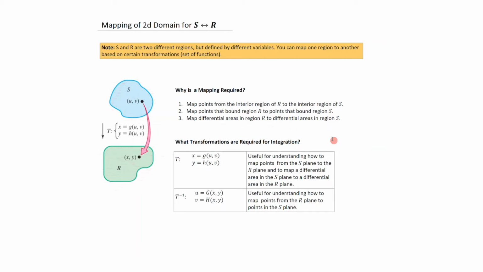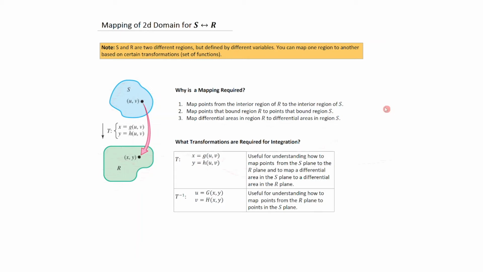All right, so now what are the transformations required for integration? Well, this is where x and y are functions of u and v. And this transformation is useful for understanding how to map points from the S-plane to the R-plane and to map differential area in the S-plane to a differential area in the R-plane. This is just a statement of fact for now, but you do need this information. Without it, you cannot do these calculations, which are necessary.